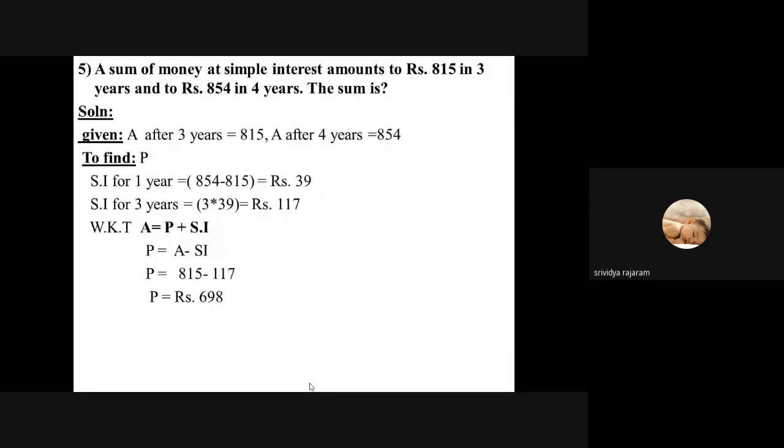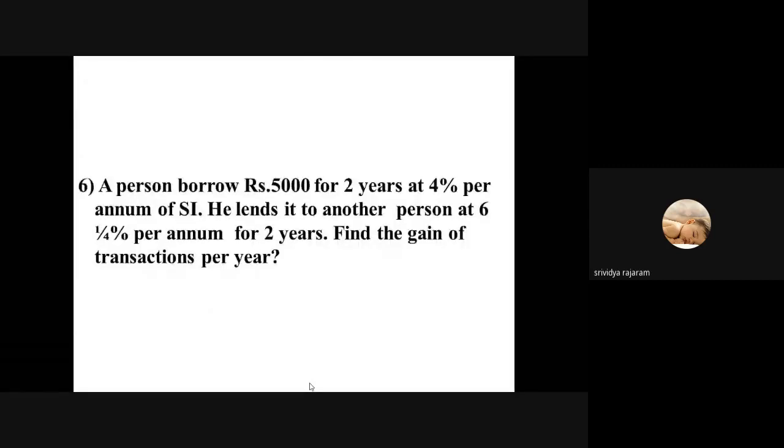Yeah, superb. Let us continue. So the next sum is, a person borrows rupees 5,000 for 2 years at 4% per annum of simple interest. He lends it to another person at 6 by 4% per annum for 2 years. Find the gain in the transactions per year. By reading this question, we can see that two different simple interests are involved in it, right? So try to solve it and let me also explain it.